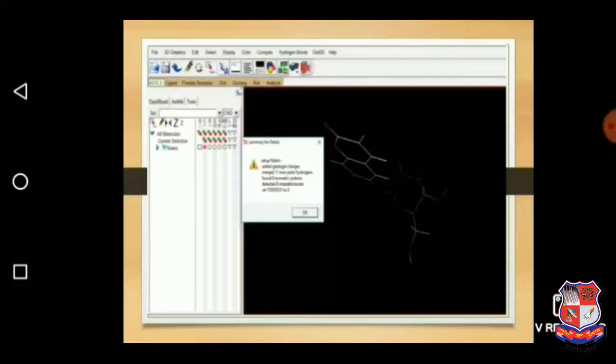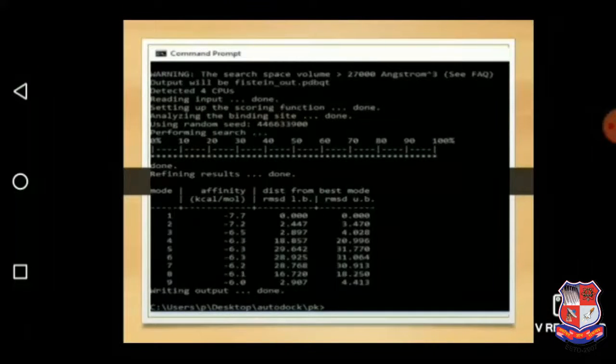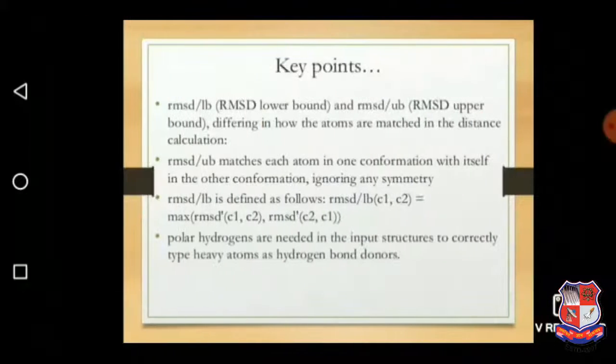This is the ligand data, showing how the ligand will look in the portal. And this is a command prompt where we can manually set the affinity and different parameters like free energy. Key points: various portals are used that differ in how the atoms are matched in distance calculations. The distance between nearby atoms or any hydrogen bonding will be calculated automatically in the portal.